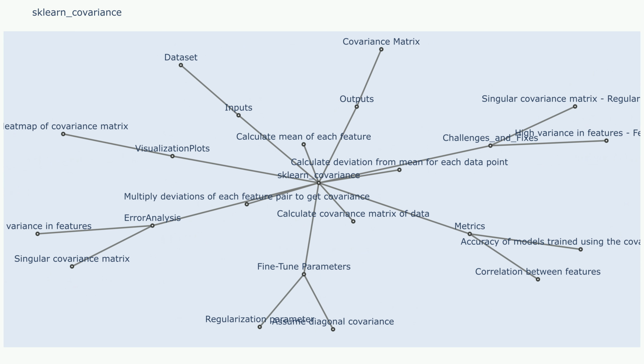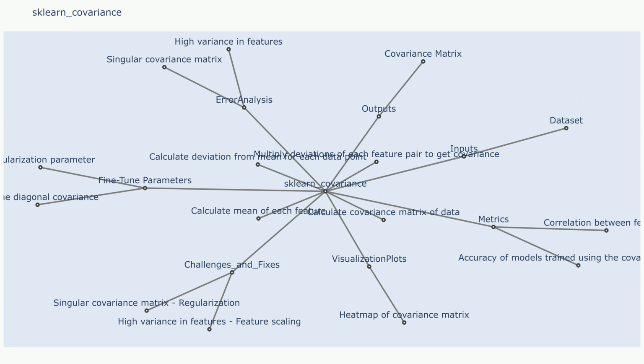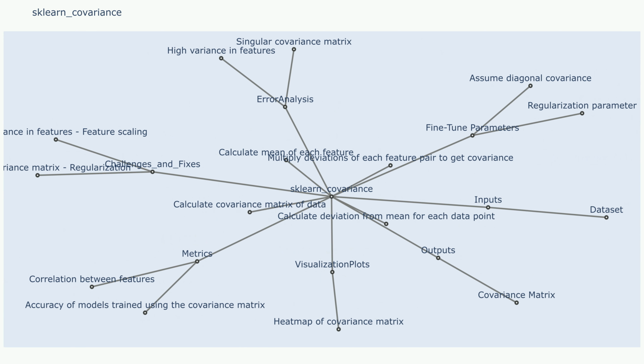Steps: 1. Data preparation. Ensure the data is in a suitable format, e.g. a NumPy array or pandas DataFrame with features organized in columns. 2. Covariance calculation. Scikit-learn's covariance function computes the covariance matrix. This involves calculating the average of the product of deviations from the mean for each pair of features.